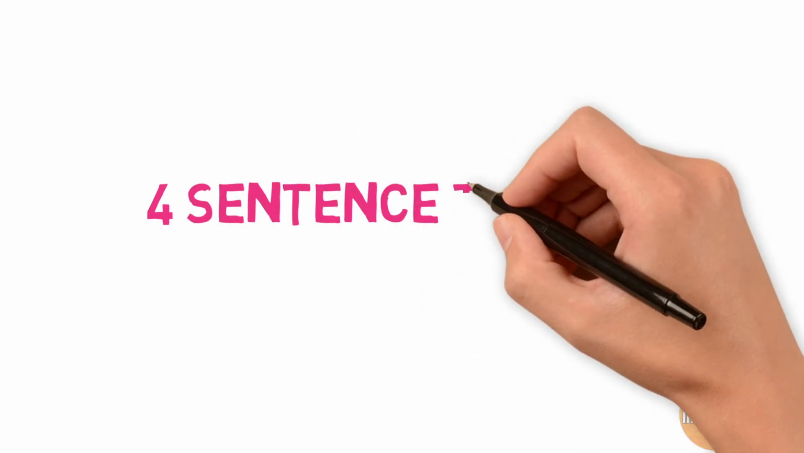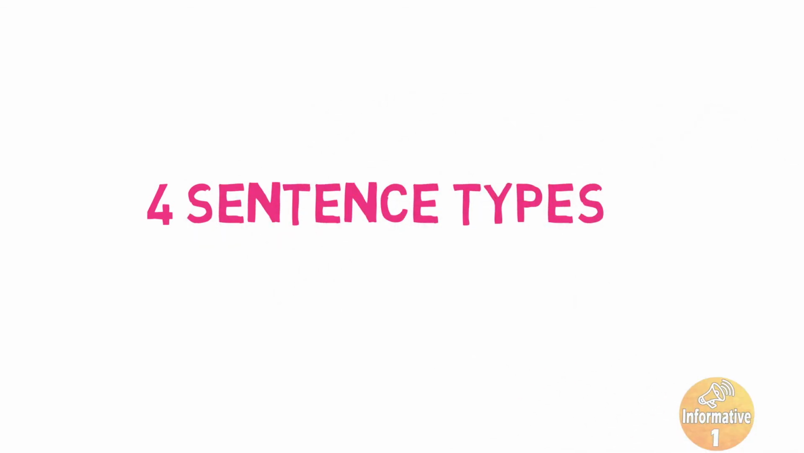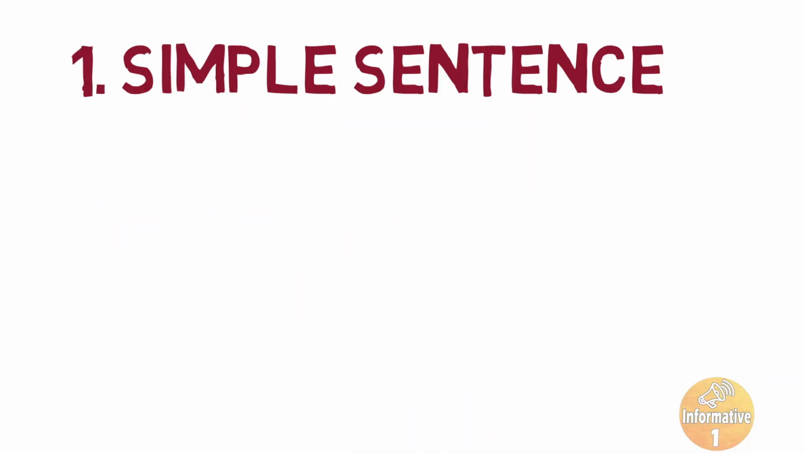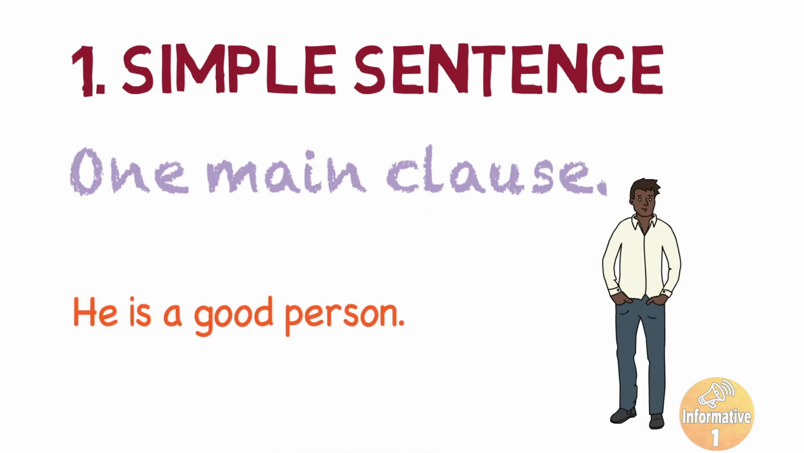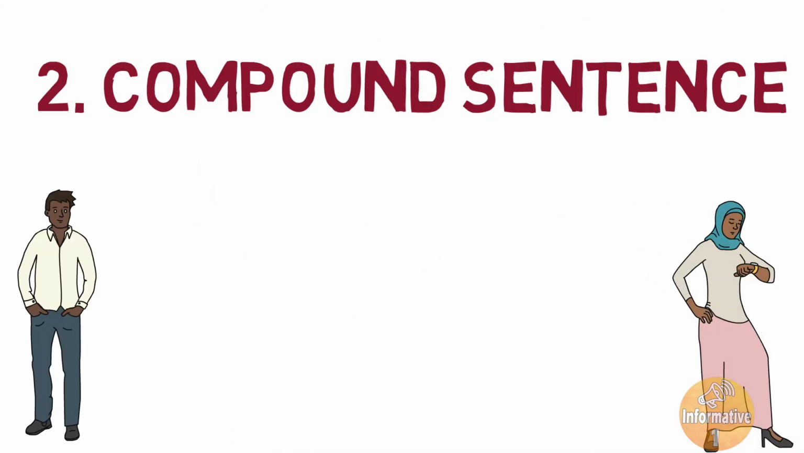Sentences can be divided into 4 types based on how many main and dependent clauses they contain. Simple sentence. A simple sentence has only one main clause. For example, he's a good person.